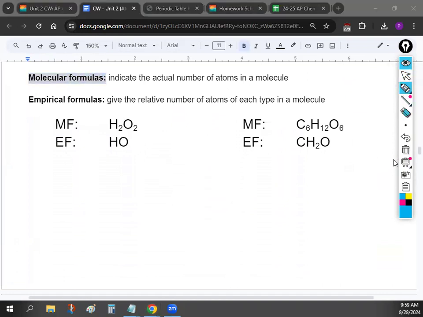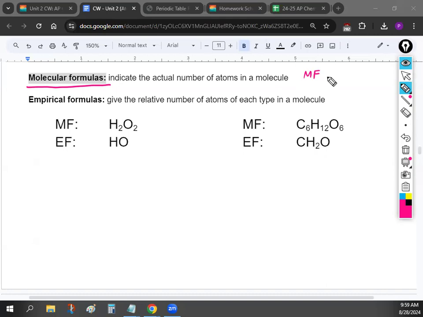Okay, so there are two different types of formulas. The first one, and this is the one that we know very well, is the molecular formula. A molecular formula basically just tells you how many of each atom you have in a molecule. The stuff that we just looked at. And that's called a molecular formula. If you want to keep it simple, you can just write MF. Just remember what it stands for. It's molecular formula, not that other thing.